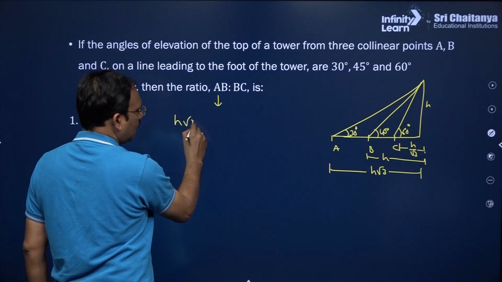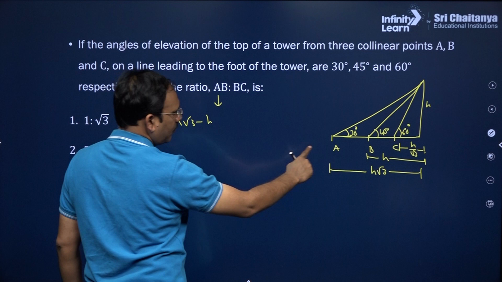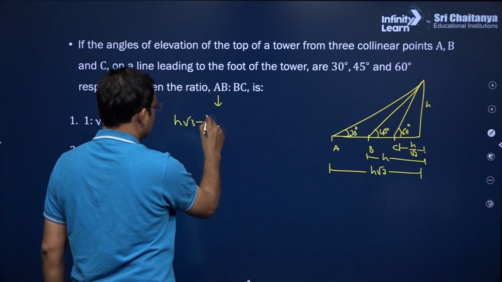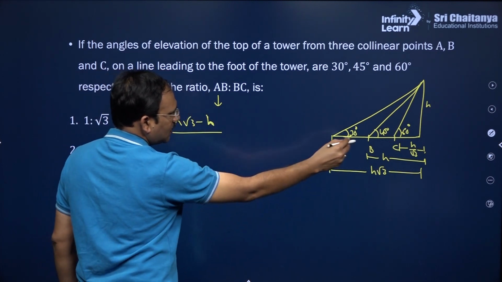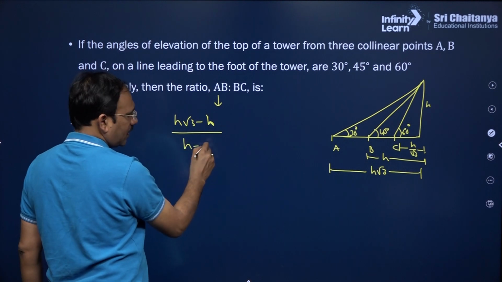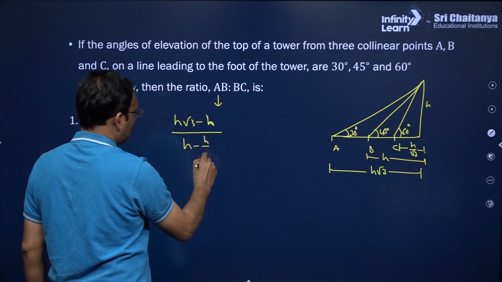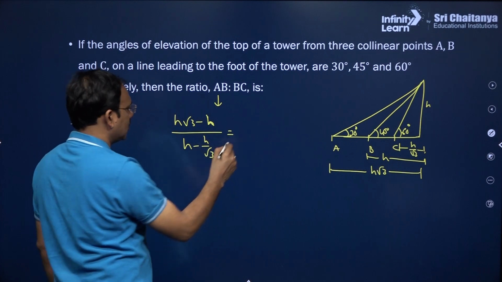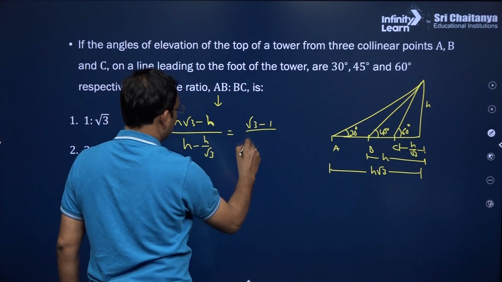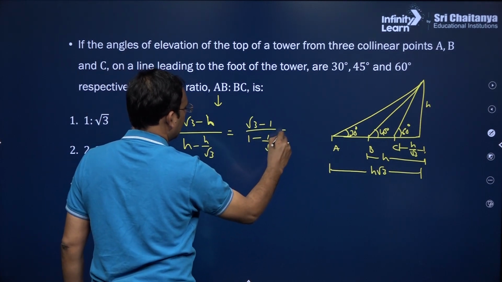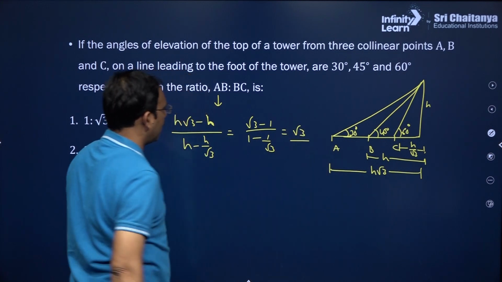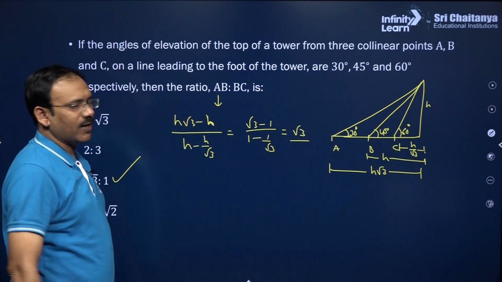H root 3 minus H, and BC is nothing but H minus H by root 3. You can cancel H, root 3 minus 1 by 1 minus 1 by root 3, finally root 3 you are going to get. So, the answer is root 3 is to 1, my dear friends.